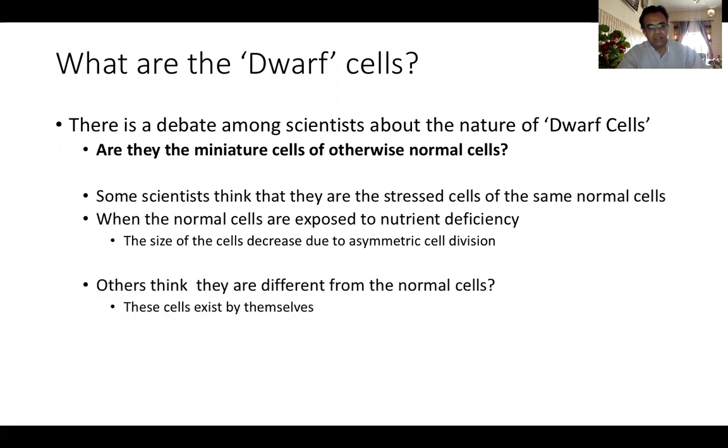Others think that they are different from normal cells. They are by themselves. They are not the same as the normal cells. They have their own physiology. These cells exist by themselves.